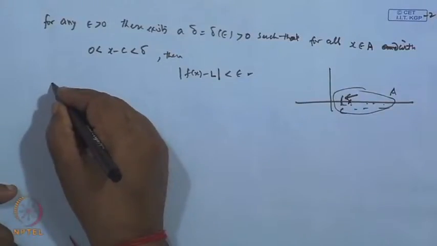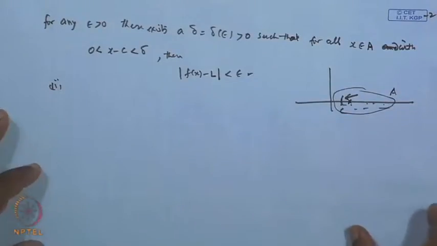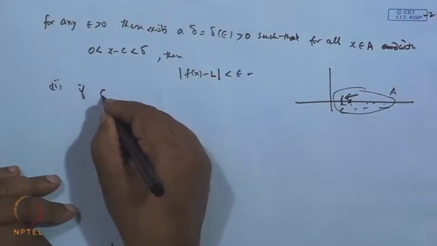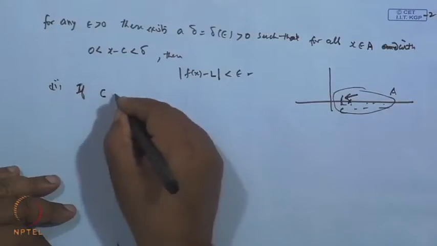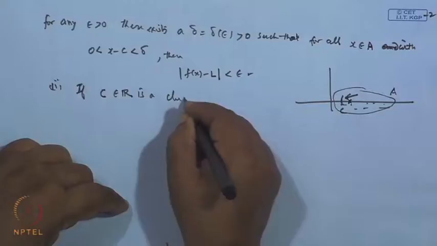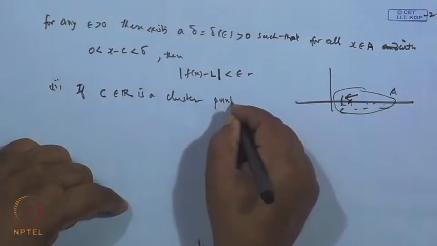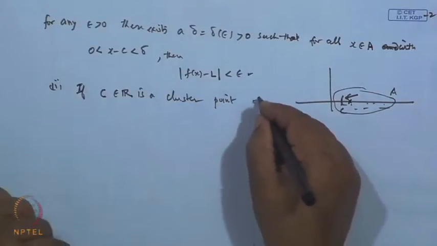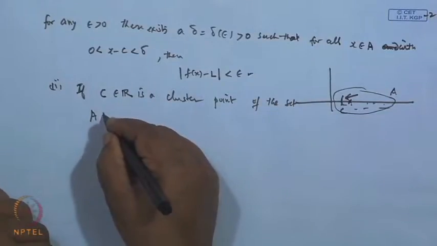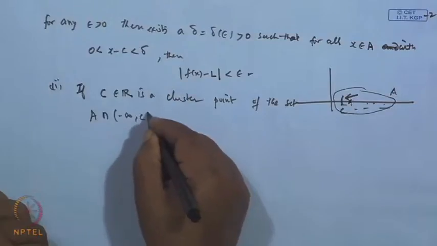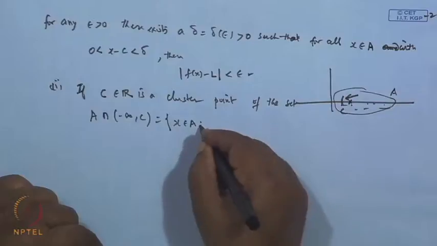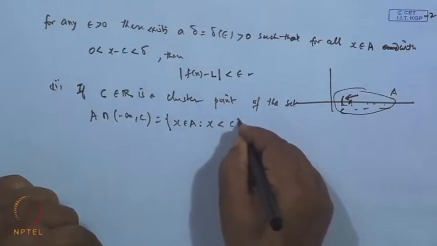Then second, we define: if C is a point in R, a cluster point of the set A intersection minus infinity to C. It means this is the set of those points x belonging to A where x is strictly less than C.